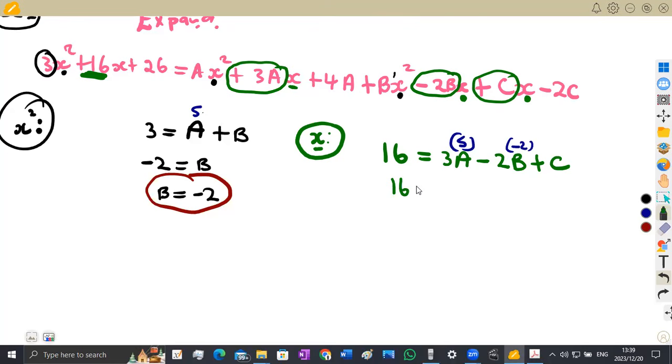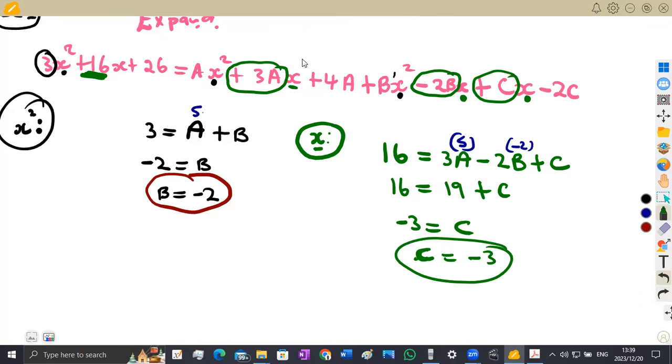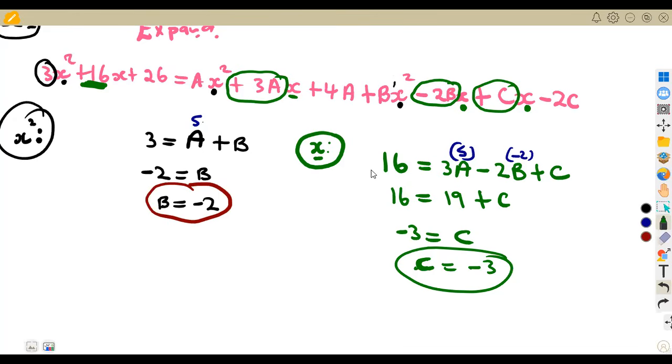So 16 is equal to 19 plus c. Transpose this 19, it becomes a negative. So 16 minus 19, that's minus 3, is equal to c. So c is what? Our c in this case, sorry, is going to be -3. It's one and the same thing as minus 3 is equal to c. So this is what we have. We have the value of a. We have the value of b. We have the value of c.